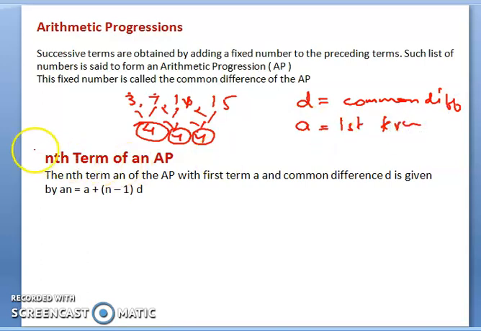Now the formula for the nth term: how we can find it. An, or Tn, is equal to a plus n minus 1 into D, where a is the first term, n is the nth term, and D is the common difference.